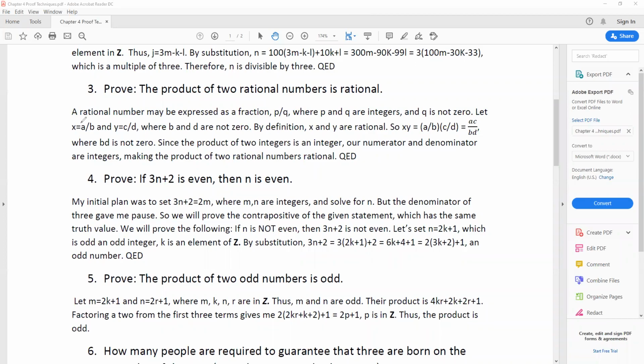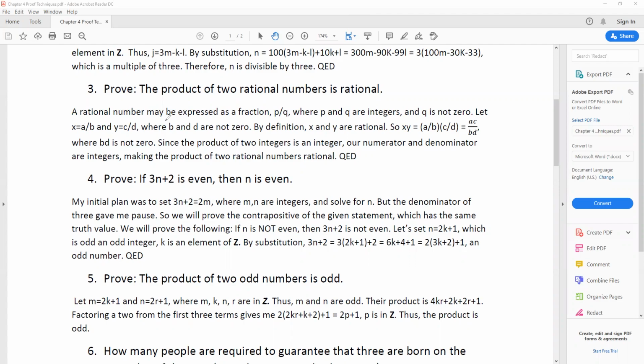A rational number may be expressed as a fraction. Most textbooks tend to use p over q, where p and q are integers, and q, of course, is not 0. So a rational number may be expressed as a fraction where the numerator and the denominator are integers, and the denominator, of course, is not 0.